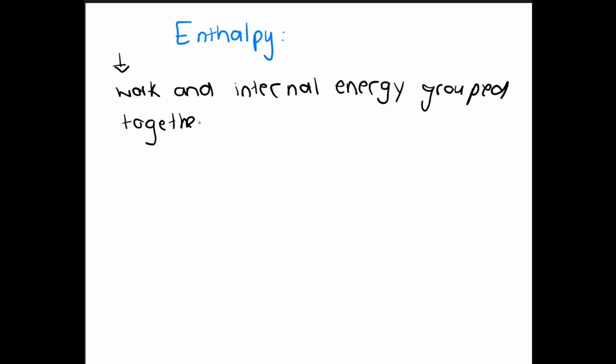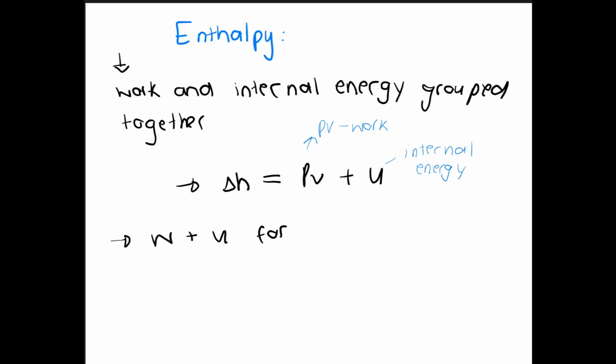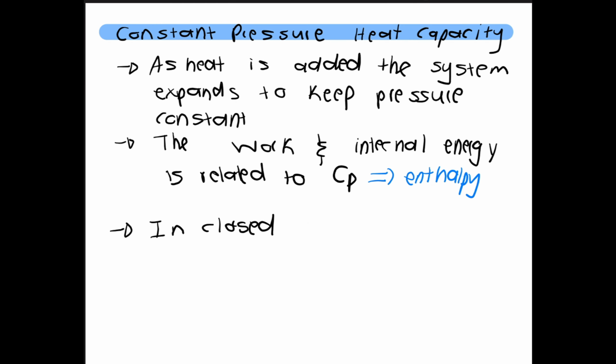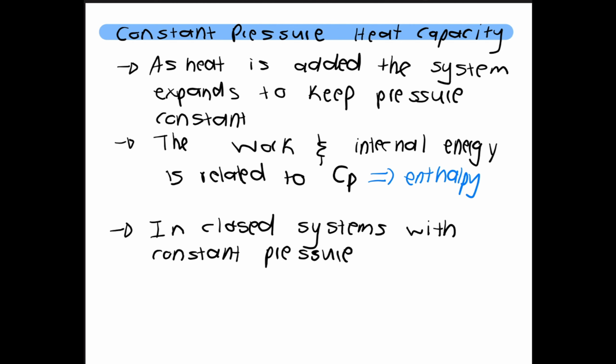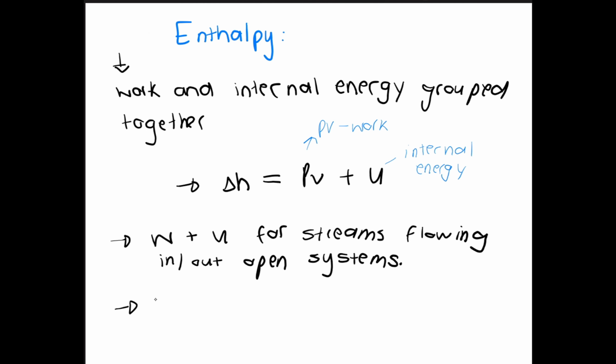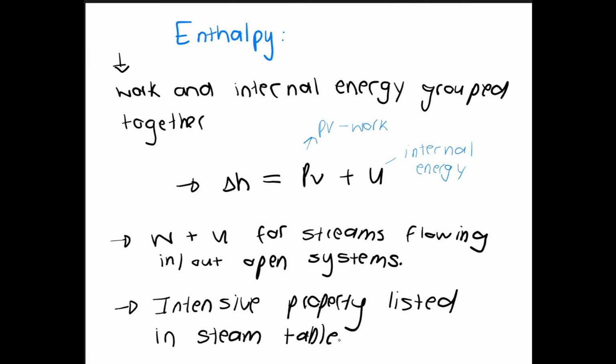In general, enthalpy accounts for both the internal energy and flow work for streams flowing into and out of open systems. Another use for enthalpy is to relate heat to thermodynamic properties in closed systems. In closed systems with constant pressure, enthalpy is equal to heat. Enthalpy is an intensive property and is also listed in the steam tables.